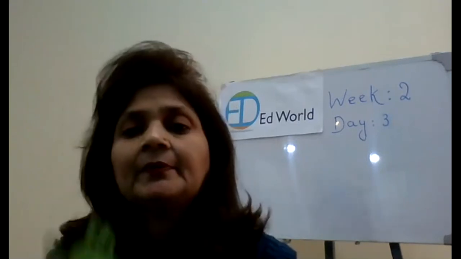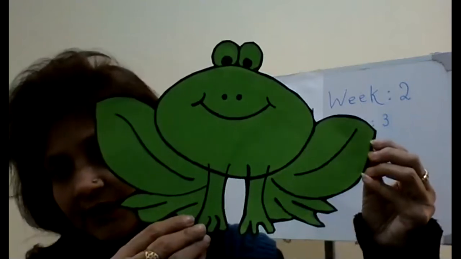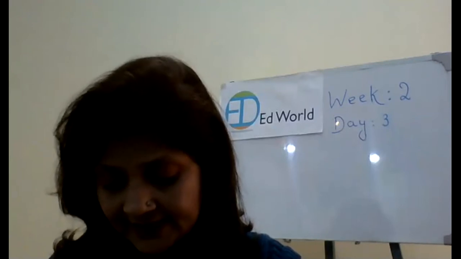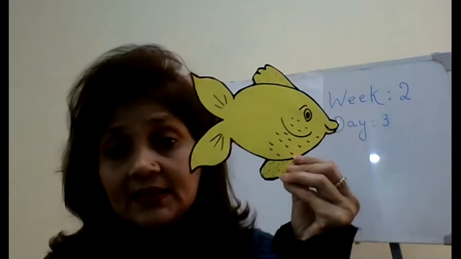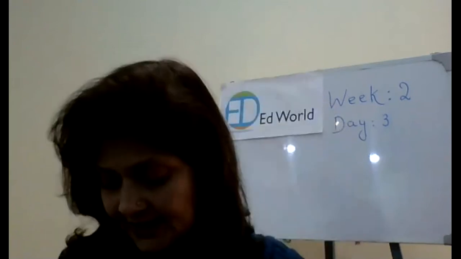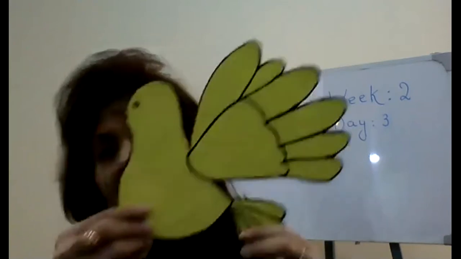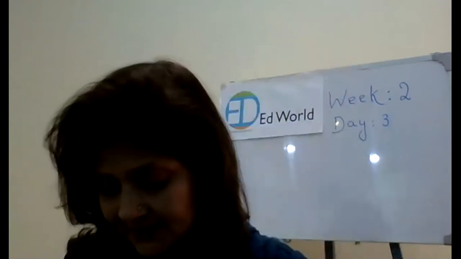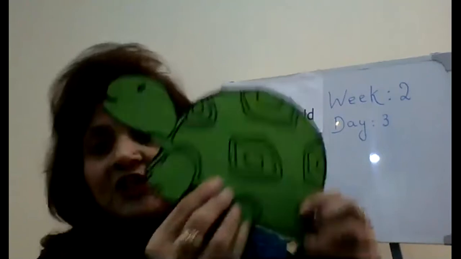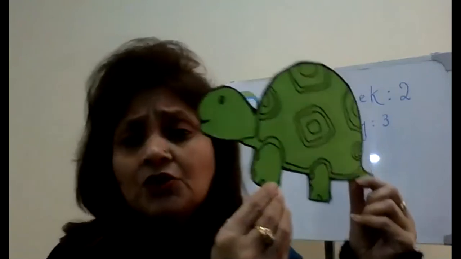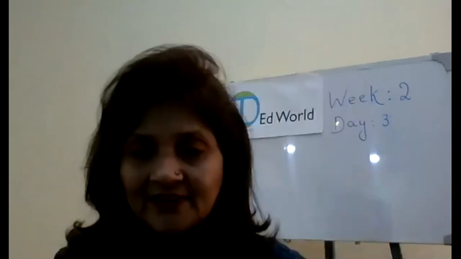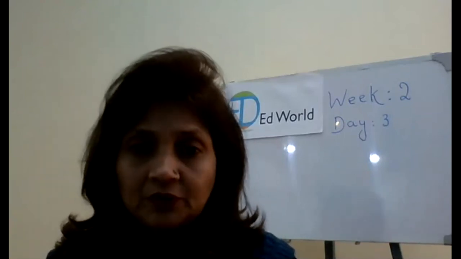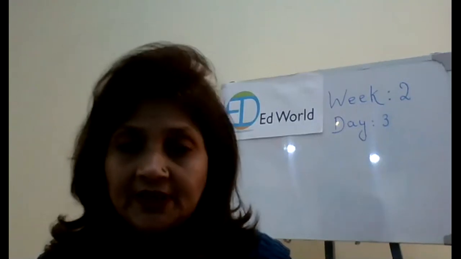Now what kind of an animal is this? Which animal is this actually? It's a frog. Wow, correct. And which animal is this? It's a fish. Right. Okay, what about this animal? It's a bird, a cute little bird. Correct. And which animal is this? It's a slow running turtle. Great job. Now see, these are all different types of animals, different kinds of animals, right?